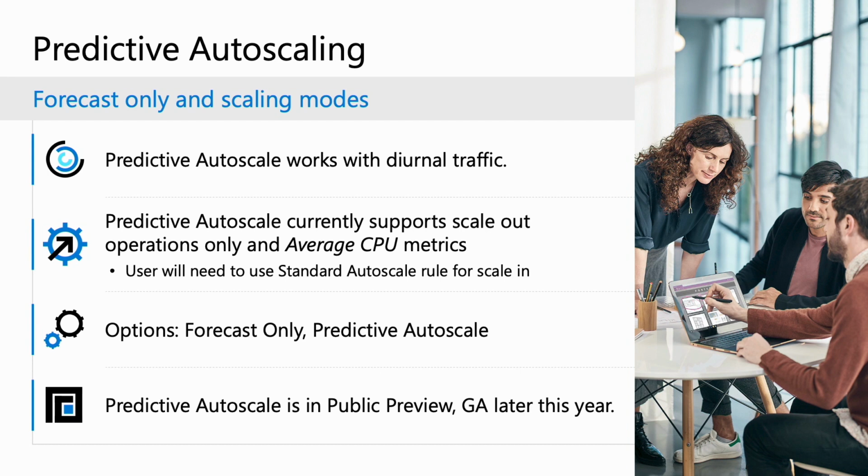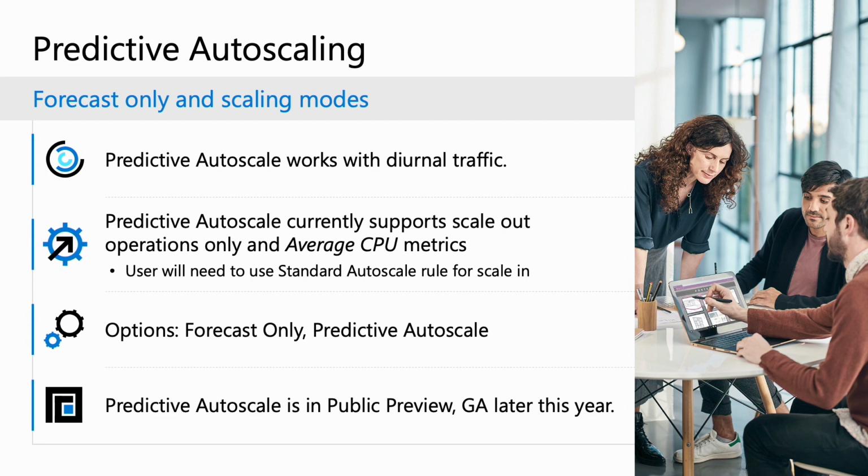Predictive Autoscale uses machine learning and scales VMSSs that have cyclical workload patterns. By observing and learning historical usage, it predicts CPU usage patterns, ensuring the scaling occurs in time to meet the demand. Currently, Predictive Autoscale supports scale out only for average CPU metric. For any scale in action, the user will need to create a standard autoscale setting.